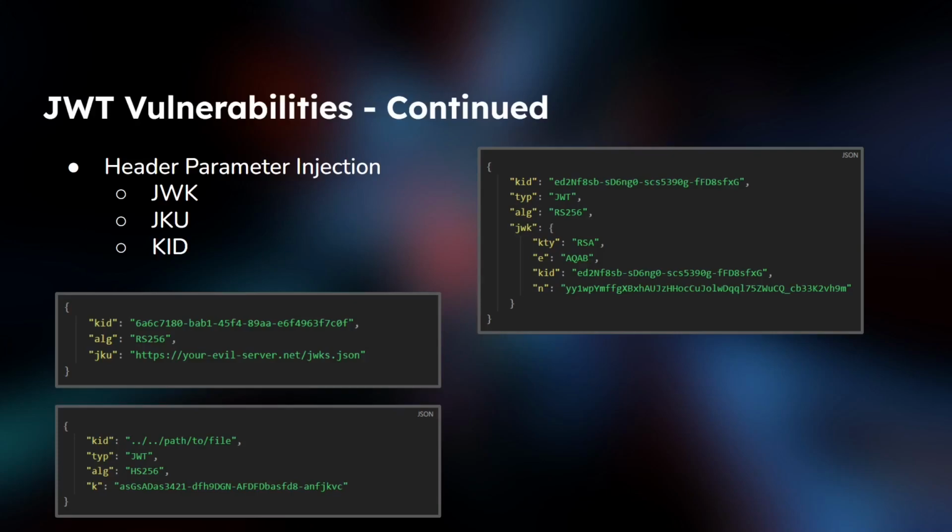But the other parameters that are optional, but you might be able to take advantage of, are JWK, which provides an embedded JSON object that represents a key. There's the JKU, which provides a URL where servers can fetch a set of keys. And then there's the KID, which provides an ID that a server could use to get the correct key if there's multiple keys being used, for example.